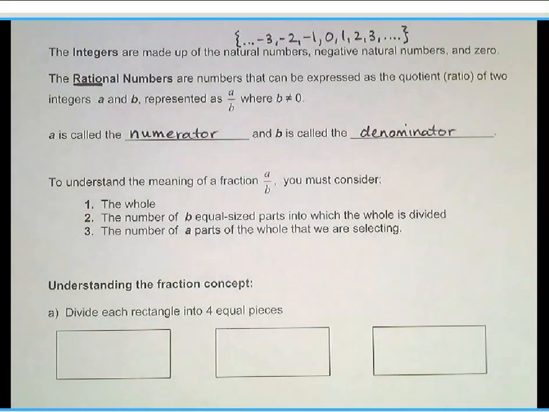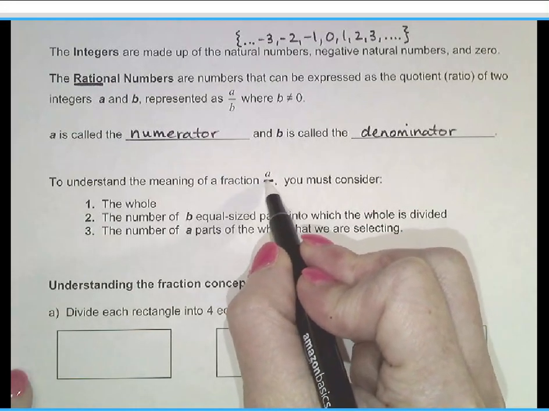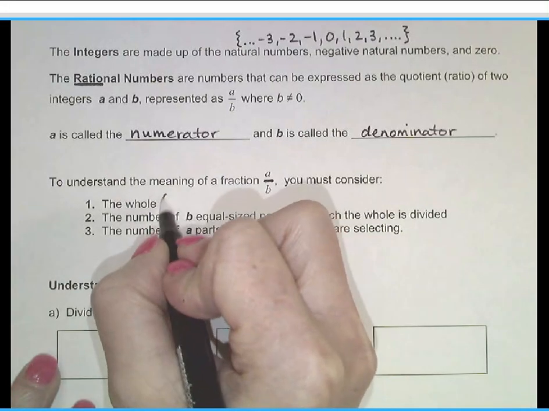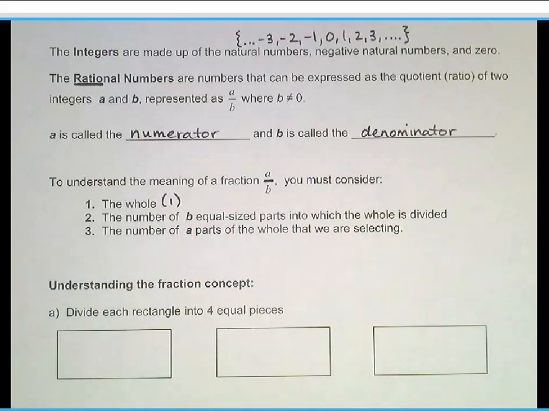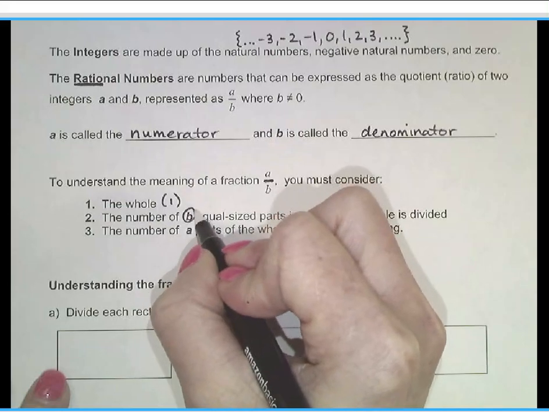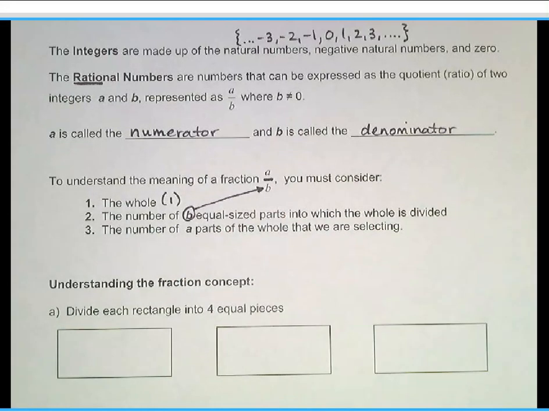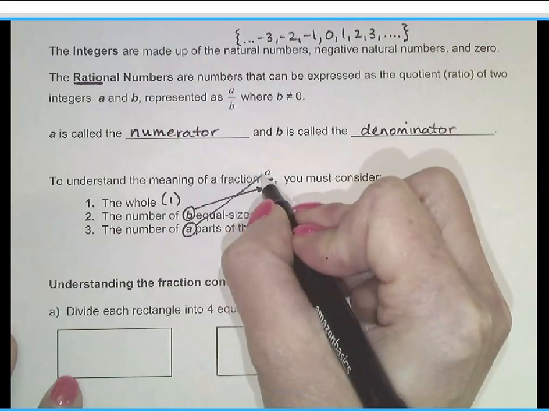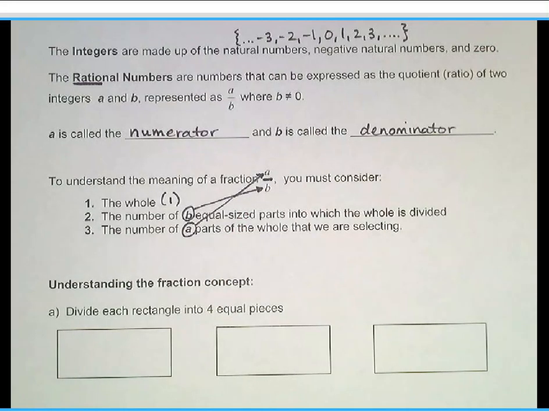And to understand the meaning of a fraction, when you write A divided by B, that's what this little fraction bar means, divided by. You have to consider the whole. Usually the whole is 1, whatever represents 1 in that particular case. The number of B-sized equal parts that the whole is divided into. So whatever the denominator is, that's how many pieces you're going to be cutting the whole into. And then the number of parts you're considering would be the numerator, this A. How are you considering one of the pieces or two of the pieces or three of the pieces? How many of the parts are you considering?